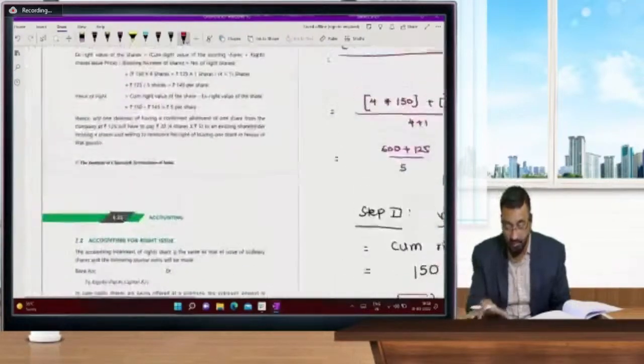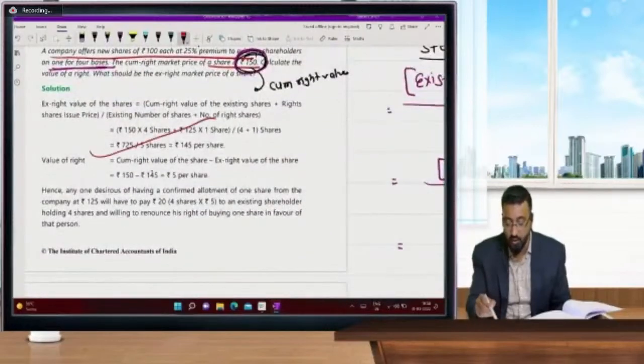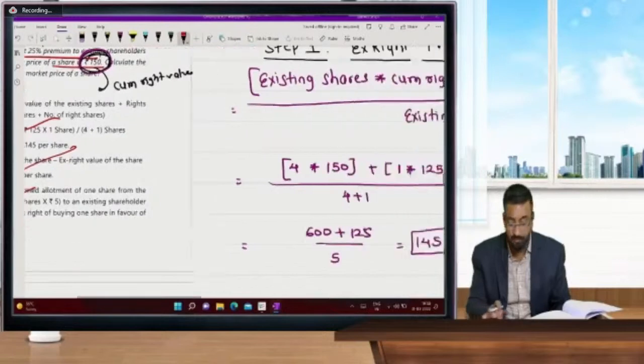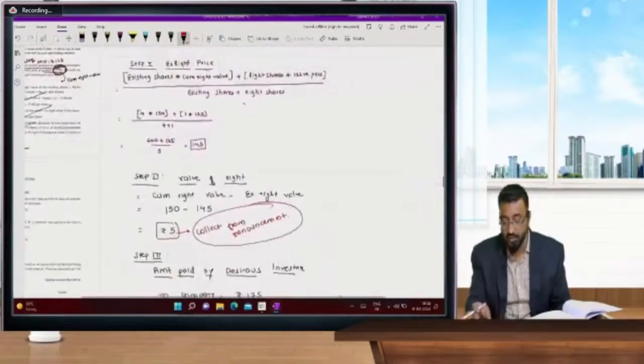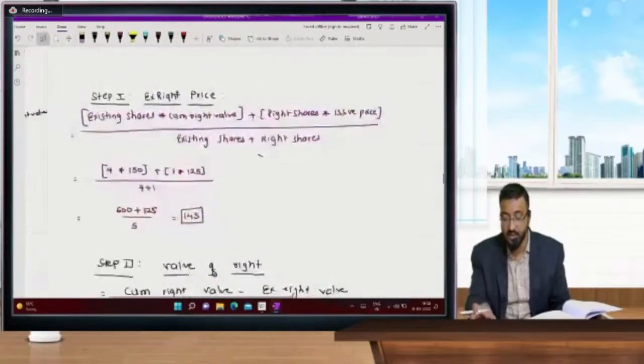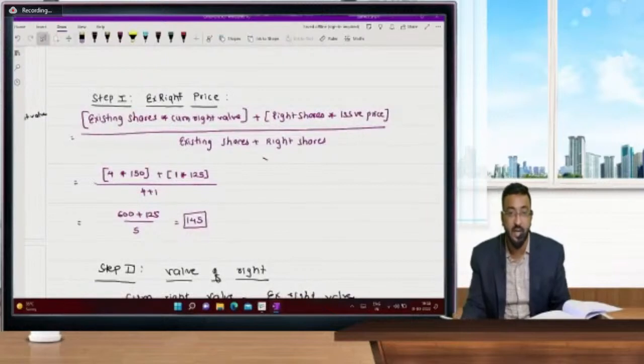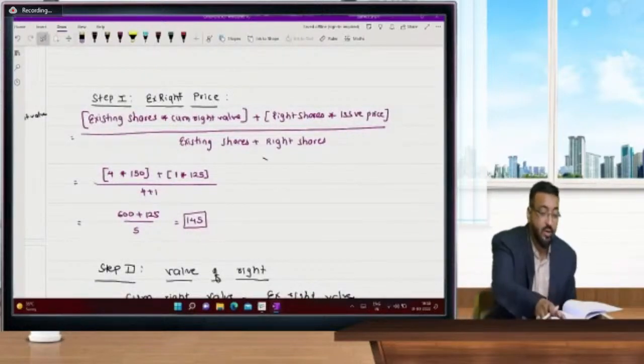Whether ICAI has done it? Yes, but not in 3 parts. I have divided it in 3 parts. One more question for your understanding. So 3 steps are there. First one is X right price. I hope everyone got the concept now.